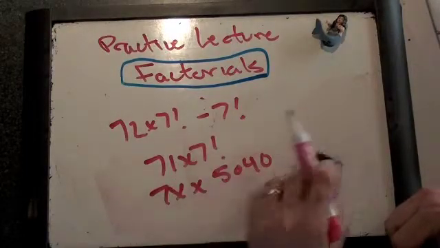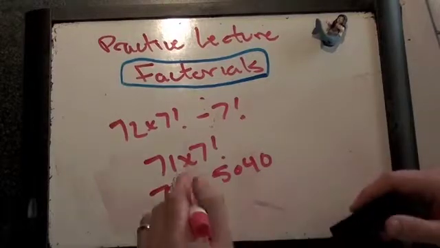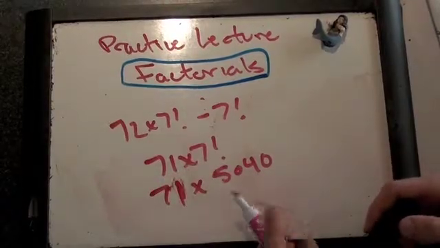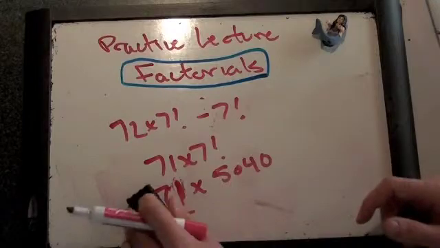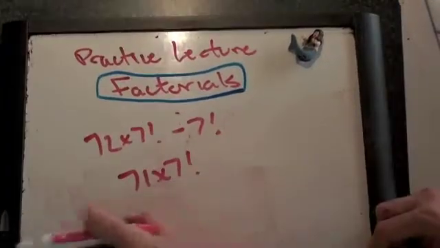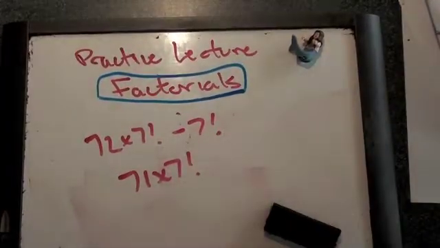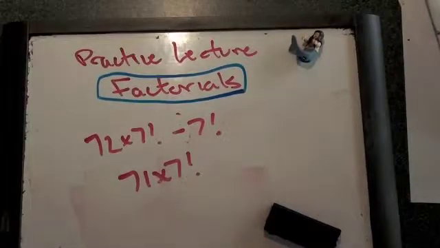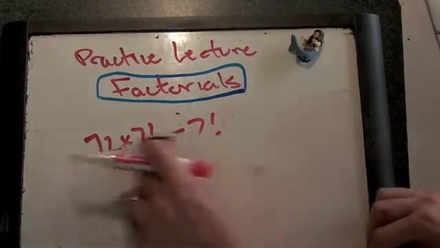How are we supposed to do that? 71 times 5,040. I don't know what this is, but it's okay to just leave it as 71 times 7 factorial. But 71 times 5,040 is definitely not equal to 2.